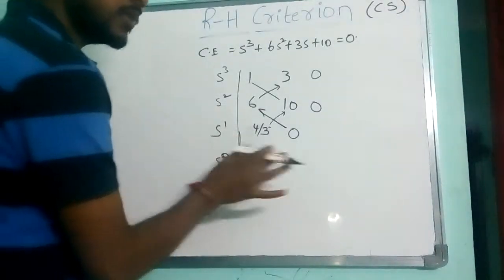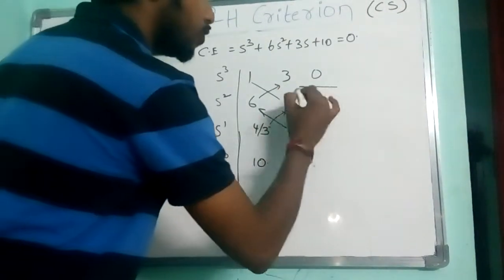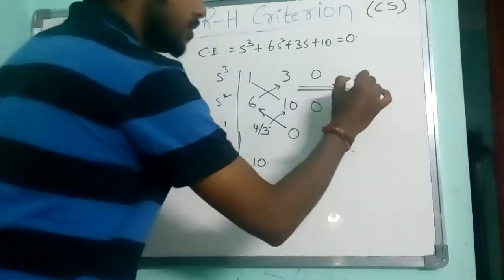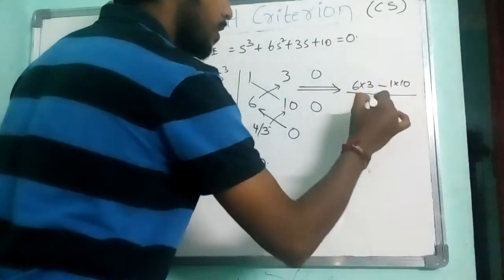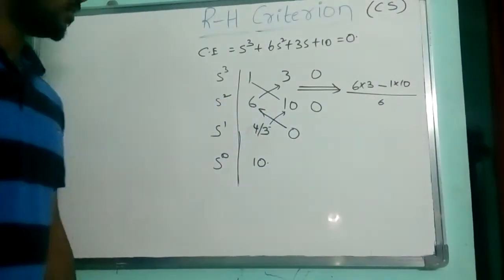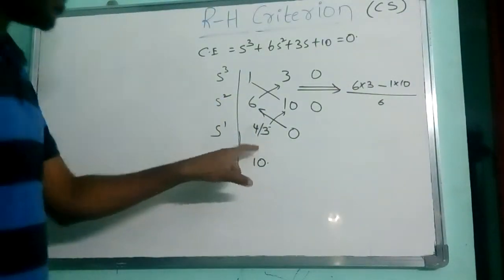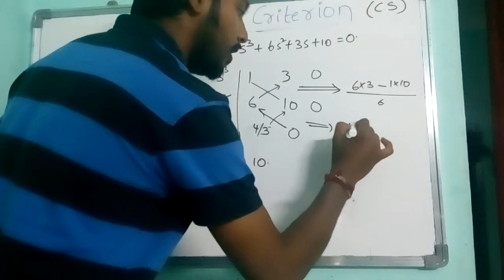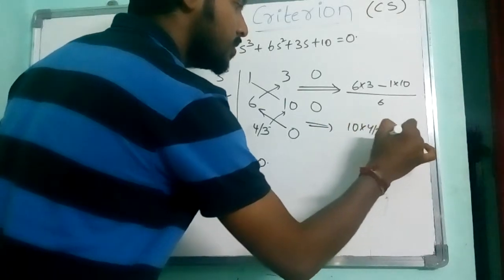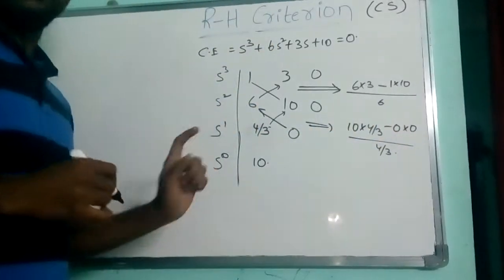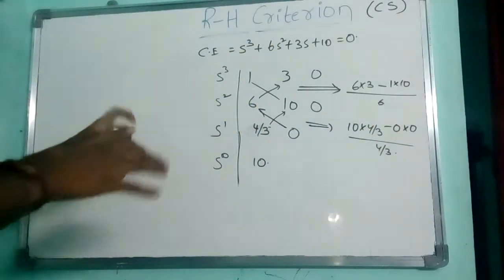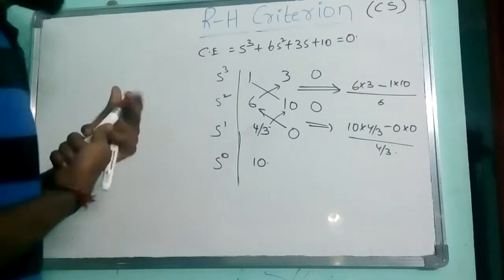I hope you understood the terms. I'll show you one thing. For this, 6 into 3 minus 1 into 10, by 6. I got this term. Similarly, for this, 10 into 4 by 3 minus 0 into 0, by 4 by 3. I got 10. So I got every term in the first column.